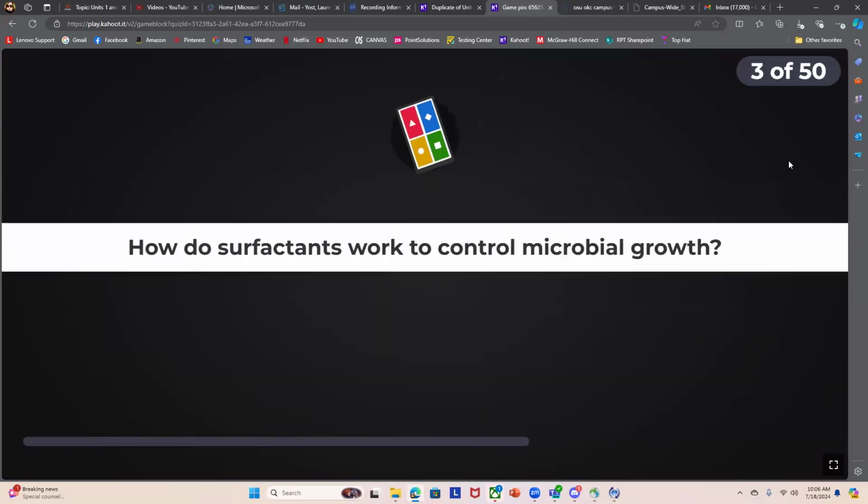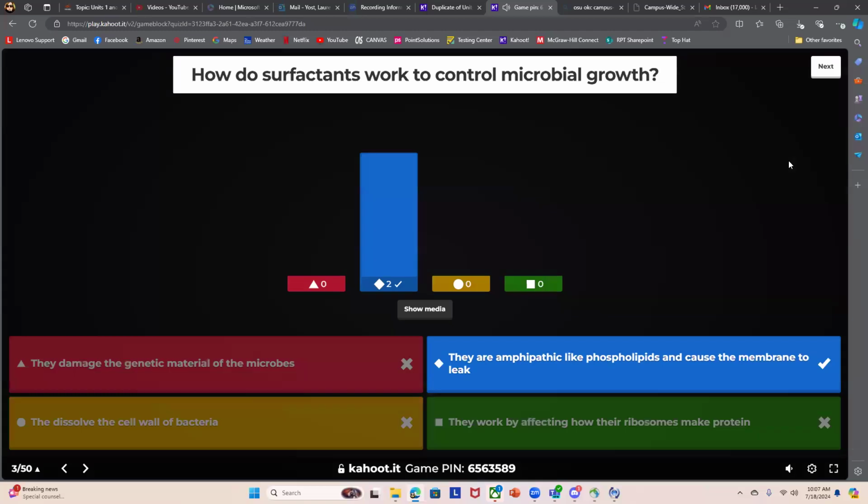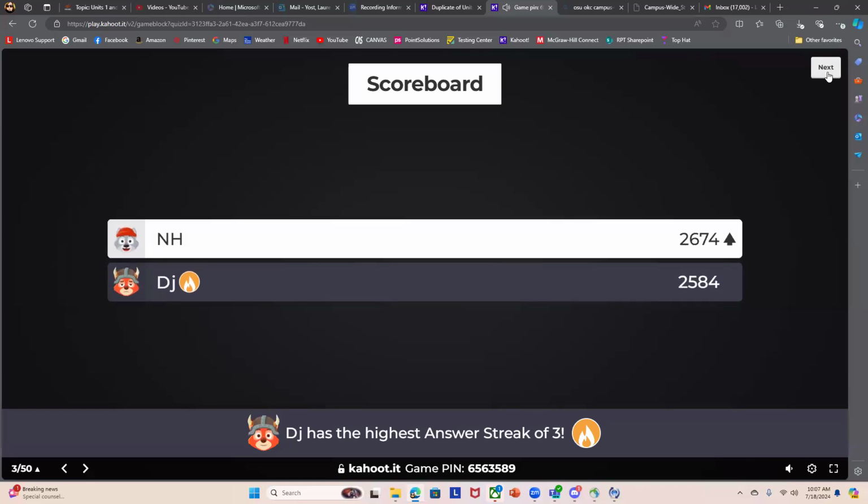How do surfactants work to control microbial growth? All right, yeah, you guys got this. So they have a charged head and a hydrophobic tail, just like our phospholipids do. And they can basically squeeze in between the phospholipids and break up the membranes, causing the cells to leak open and letting other things get in.